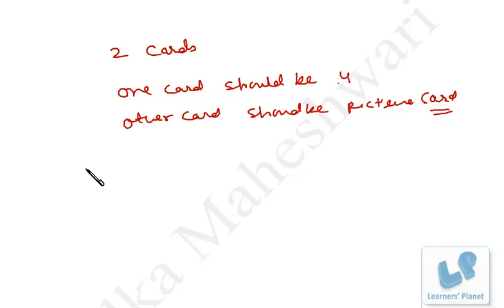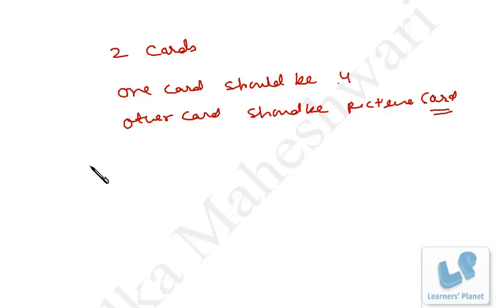Whenever you are drawing a card, you are drawing from the 52 cards. So when you draw one card, the second card will be drawn out of 51 cards. You should be careful about it. There are two terms, with or without replacement. Without replacement means you draw the first card and you are not putting that card back to the deck. That means the second card will be drawn from the 51 cards only.